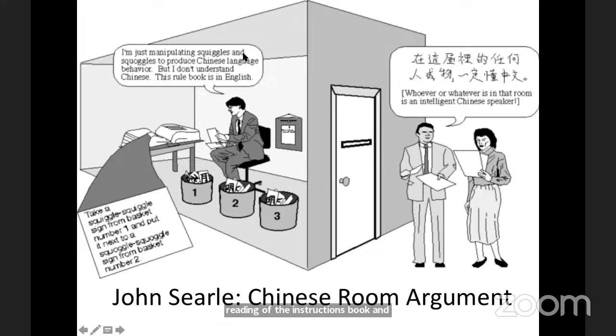I'm just manipulating squiggles and squaggles to produce Chinese language behavior, but I don't understand Chinese. This rule book is in English, and there's the instructions in the rule book.